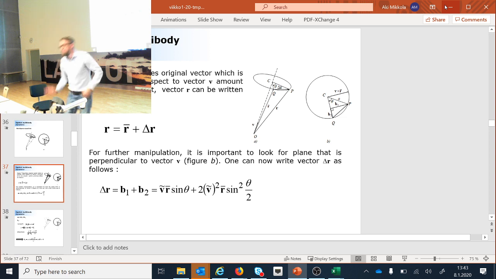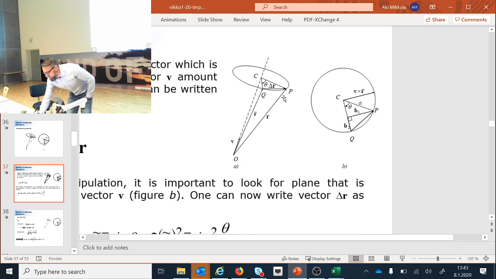Again, my target here is to find a relation between my original vector r and my final configuration vector r bar, and how they are related. Well, what combines them together is a vector delta r. The delta r is the one that gives you the original configuration by taking the final configuration plus delta r. Now my challenge here is to express this delta r.